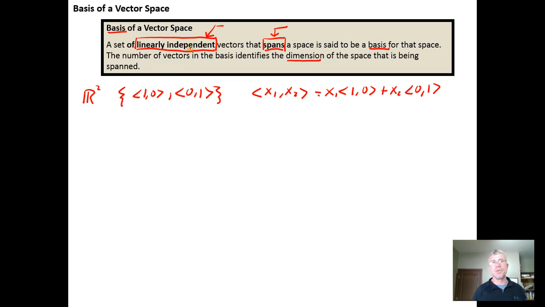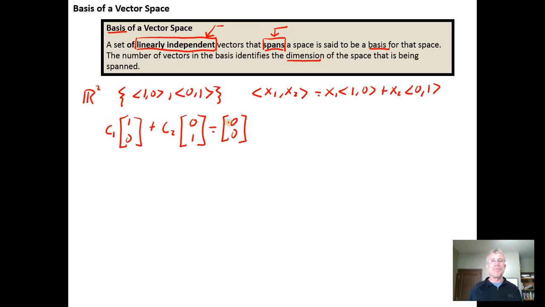The other thing we would need to do is identify that they're linearly independent. Remember, when we test for linear independence, we take a scalar c sub 1 and multiply it by the vector (1, 0), plus a scalar c sub 2 multiplied by the other vector (0, 1). It was convenient to do this using column vectors, and we set this equal to the zero vector. Remember, our vectors are linearly independent if the only solution to this equation is the trivial solution, c sub 1 equals c sub 2 equals 0.